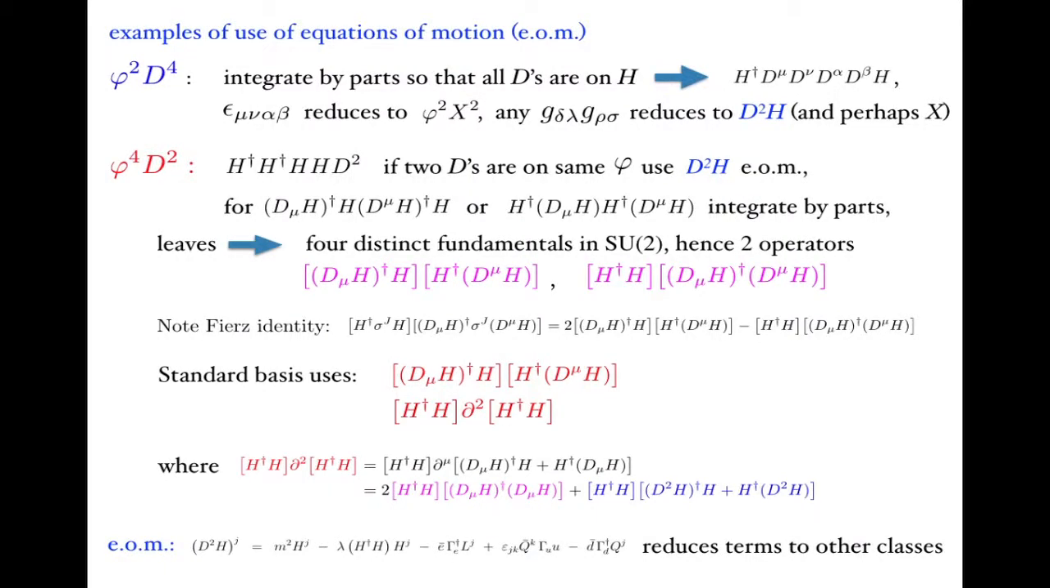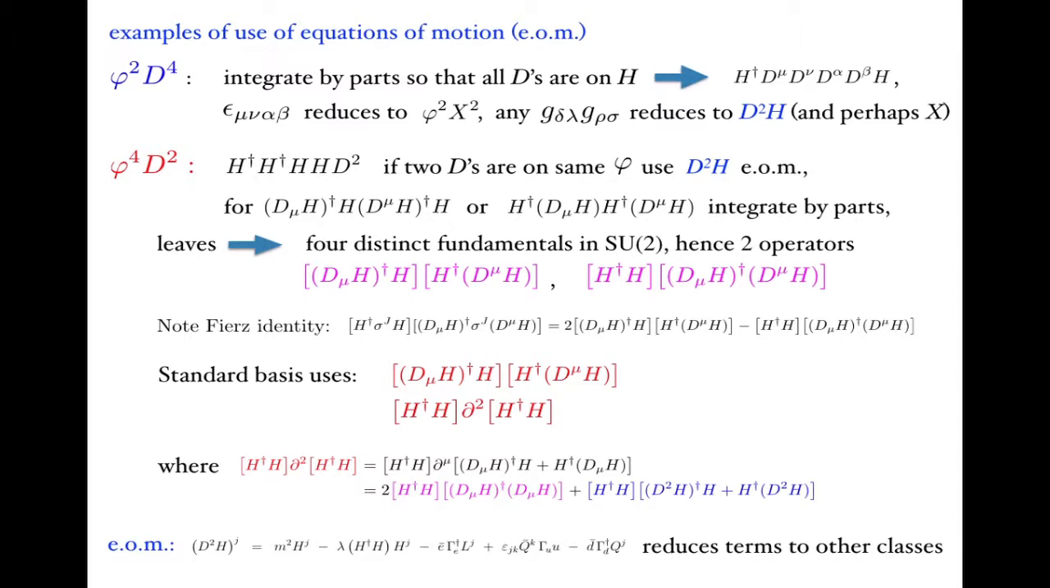So let me give you an example of using the equations of motion. We made this class phi squared D to the fourth blue, and that means we can remove it completely. Let me show you how that works. So there's two fields here, phi, and the D's either act on one or the other, and those phi's are H's. So let's integrate by parts so that all the D's act on the H and none of them on the H dagger. Then we have an operator that looks like this with three D's.